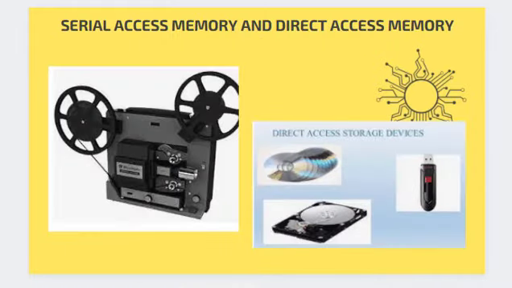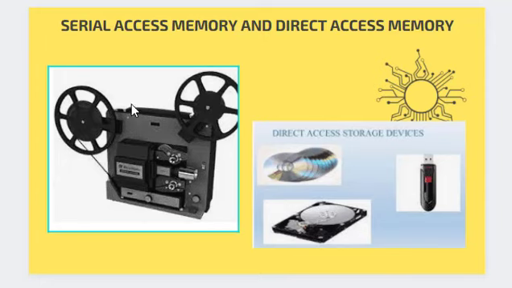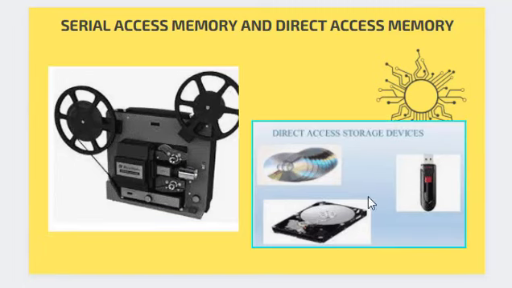Now on the screen, it is presented the two types of access devices, or in other words, the memory access, which is serial versus direct access memory. So the first example that we have here is the serial access device or serial access memory, and the other one refers to the direct access memory devices.